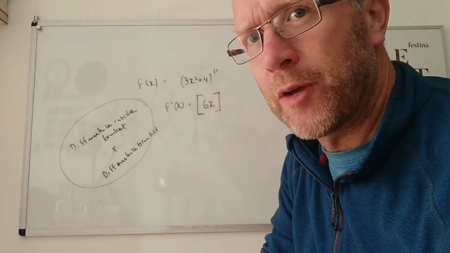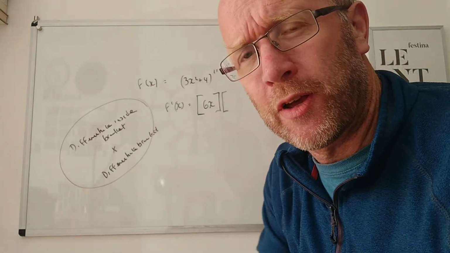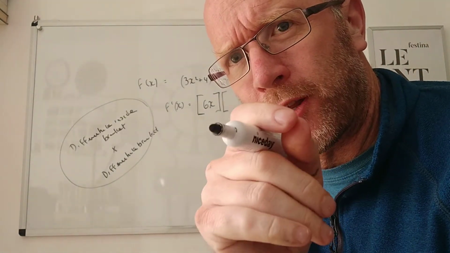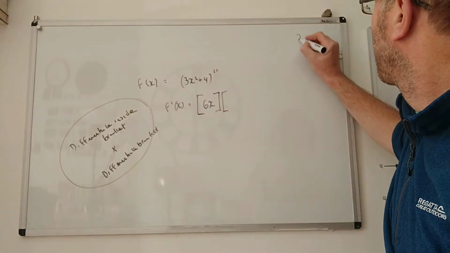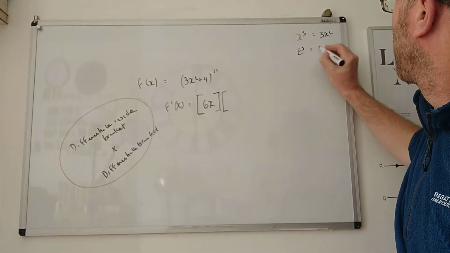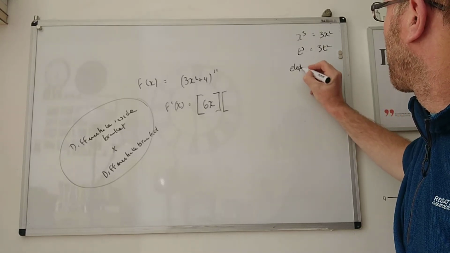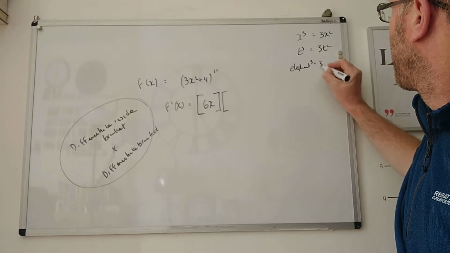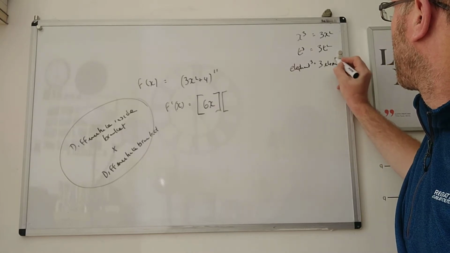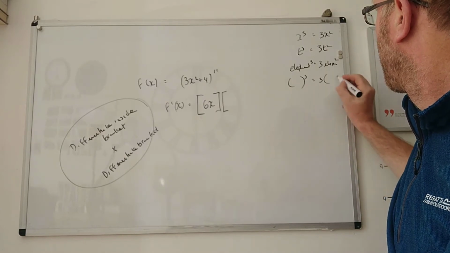Okay, and then you multiply by differentiate the bracket. Now, differentiate the bracket catches people out. All that means is, let's take an example. If I say differentiate x cubed, you know it's 3x squared. If you're differentiating t cubed, it's 3t squared. If you're differentiating elephant cubed, it's 3 times elephant squared. If you're differentiating bracket cubed, it's 3 times bracket squared.